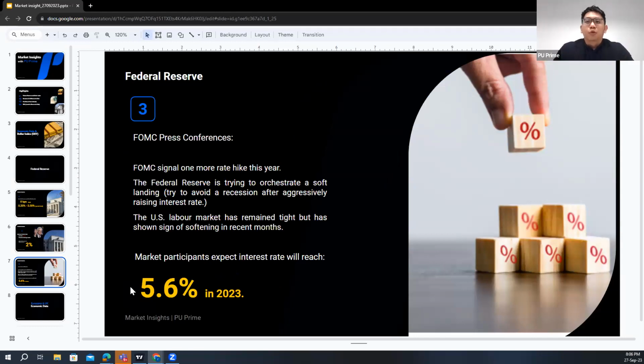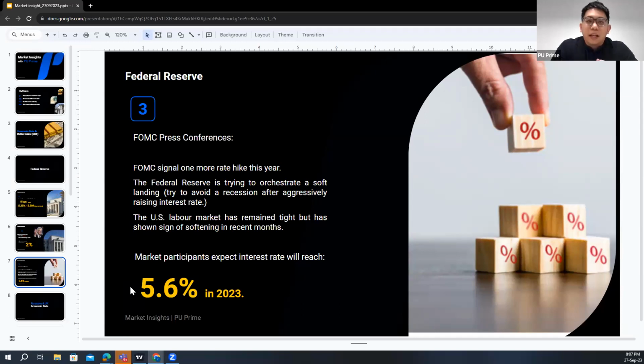So we'll try to decode what the Federal Reserve said last week, and from there maybe we can make some predictions on their monetary policy outlook in the near future, and also anticipate the upcoming economic data of the US. In the FOMC press conference, we know that Jerome Powell and other Federal Reserve officials signaled one more rate hike this year. And the Federal Reserve is also trying to orchestrate a soft landing.